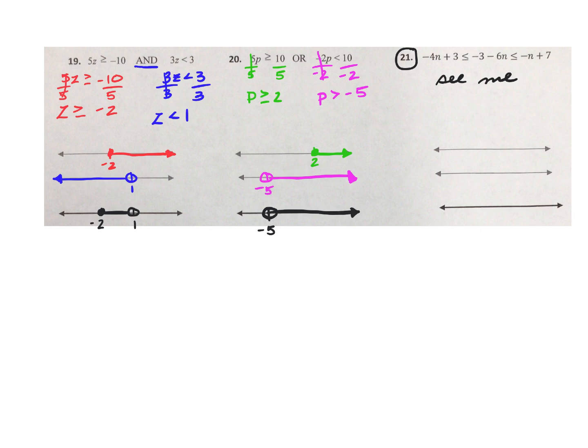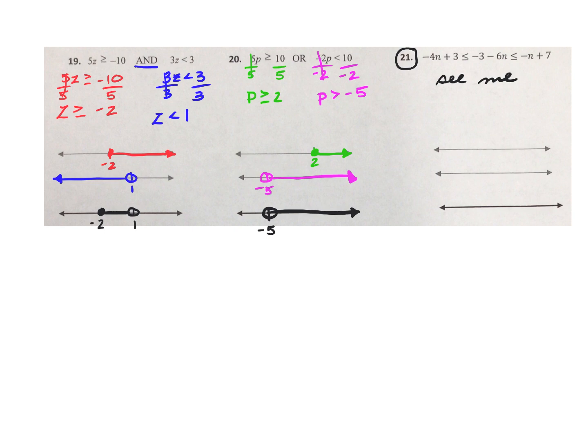And if we look at number 20, you can see that this is an "or" statement, not an "and" statement. So an "or" statement means that if the numbers are in either of the shaded regions, we count them. So I took the 5p ≥ 10, and I divided by 5 on both sides, and I get p can be ≥ 2. So that's what I've graphed in green. And then the second inequality was -2p < 10. Now I divide by -2 there, and the rule is when you divide by a negative, you have to flip the inequality. So I flipped it, and I get p > -5. So you can see in pink I've graphed the p > -5.